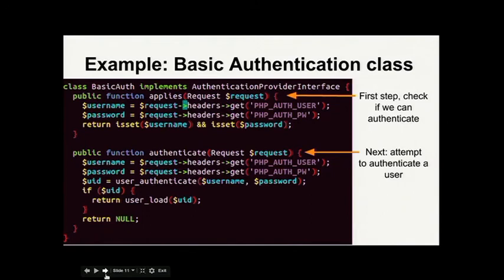So, I'm going to show a little bit of code. This is a simplified version of basic auth authentication, and here we can find both methods, the apply and the authenticate method. As we can see here, apply simply checks for username and password and checks that there are actual values here to work with, and it will return true or false depending on that. As for the authenticate, here we are actually loading a user, and if we find it, we return it. If not, we return null, and depending on the scenario, this will end in a 403 or 404, or it will go to the next authentication provider.